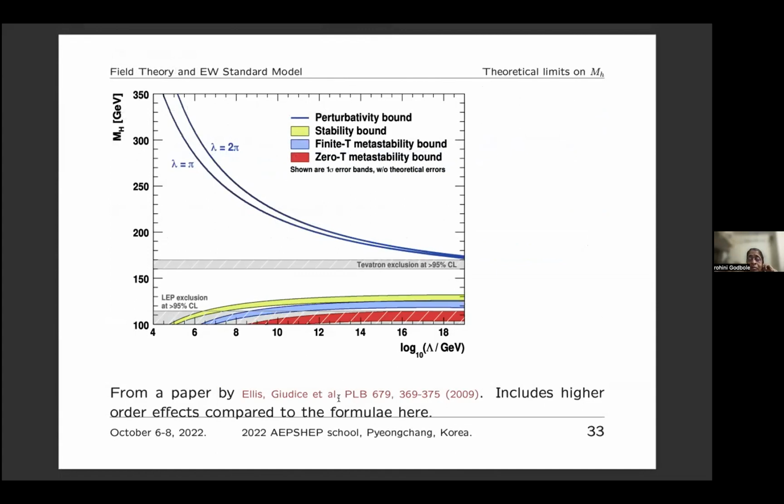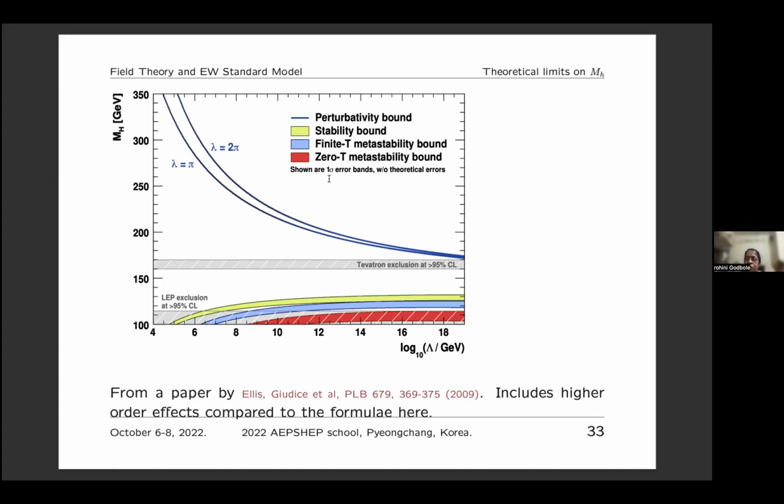I've taken this plot from a paper by John Ellis and Jan Judice, which was published in 2009. And this 2009 paper already had the Tevatron exclusion that I have talked to you about, and already had the LEP exclusion. And what is plotted is mh versus the scale up to which we do not allow lambda to turn negative. And then you see that the Higgs mass will get a lower bound such that lambda should not turn negative up to that particular scale. This is 10 to the 16, this is 10 to the 18.